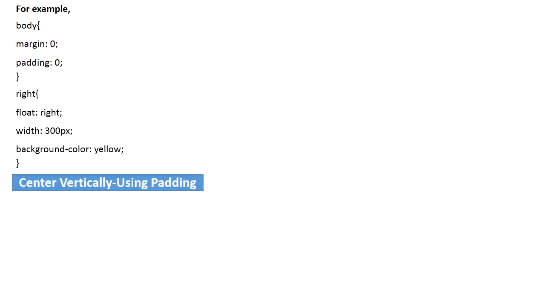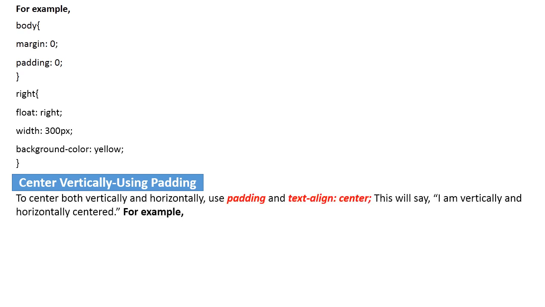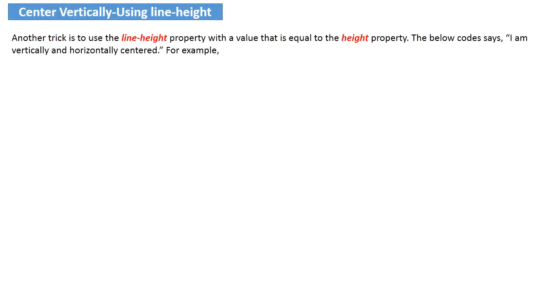Center vertically using padding. To center both vertically and horizontally, use padding and text-align: center. This will say I am vertically and horizontally centered. Just for example, you have a centered element, then the padding will be 70px 0px, the border is 3px solid maroon, and text-align is center.